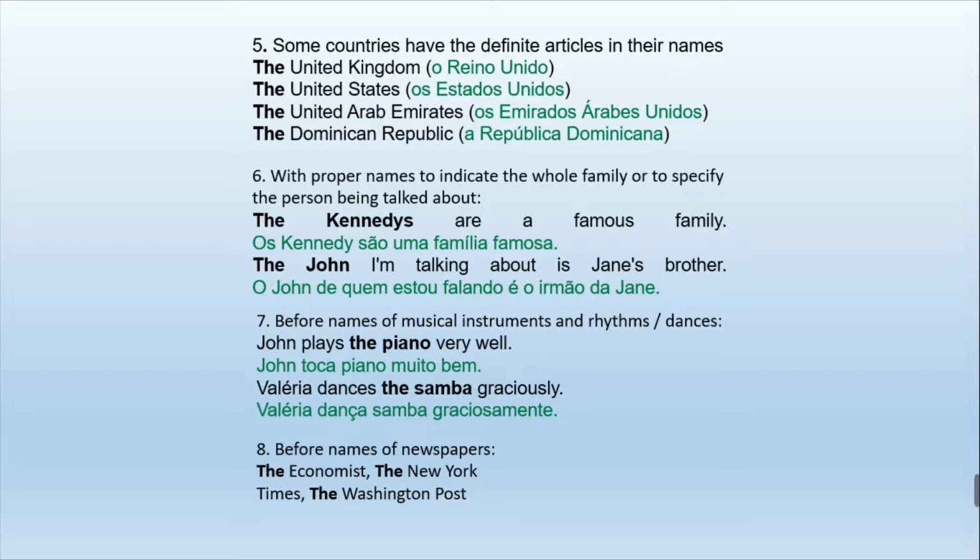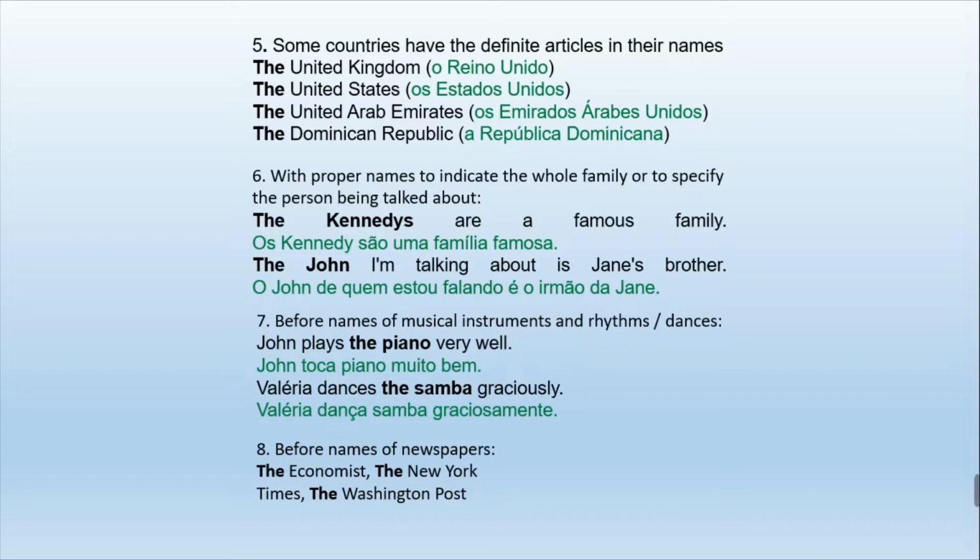So we don't say I'm from the Brazil. You can't say that. You can't say I'm going to the Canada. You cannot say that. I'm going to Canada. I'm from Brazil. I love Argentina. I love Paraná or Santa Catarina. Okay? So do not use the definite articles before names of countries, except the ones I'm listing in this 5th rule. Is that clear? I hope it is.